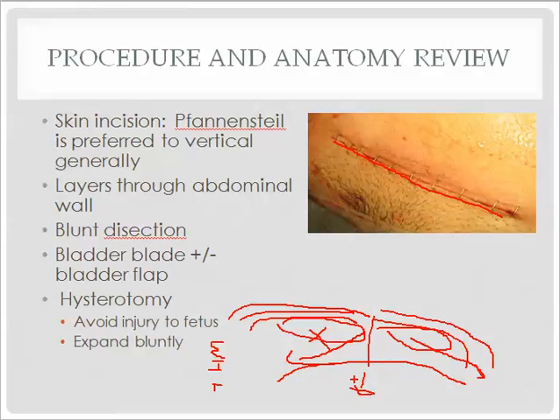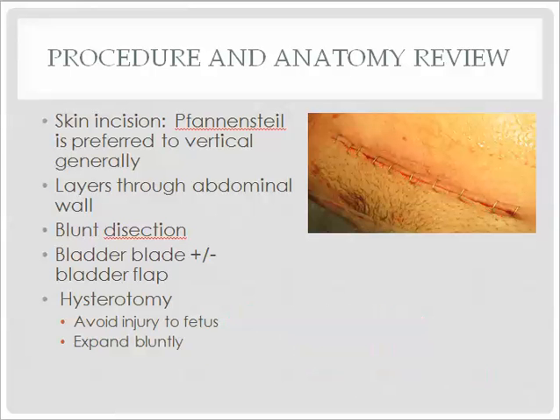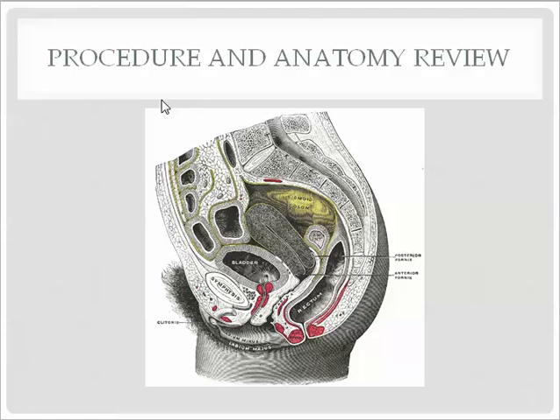bladder. There are two ways to do this: you'll either do a bladder blade or a bladder blade with a bladder flap. I'll just go to the next slide here to remind us of the general orientation and why you need to do this. This shows the uterus, the rectum posterior, the bladder anterior, and remember that the uterus is covered by a layer of peritoneum that reflects up onto the bladder. I'm just going to draw the uterus like it would be in a pregnant person.